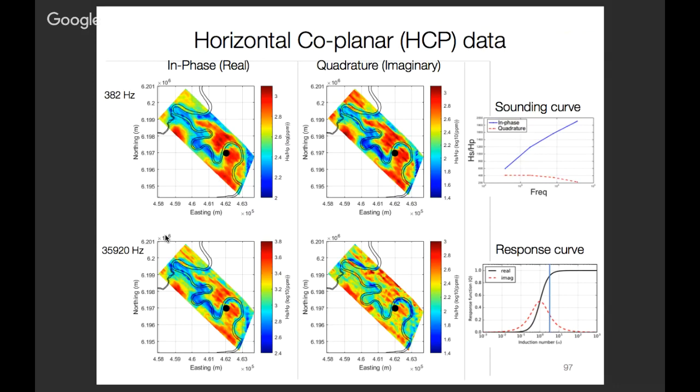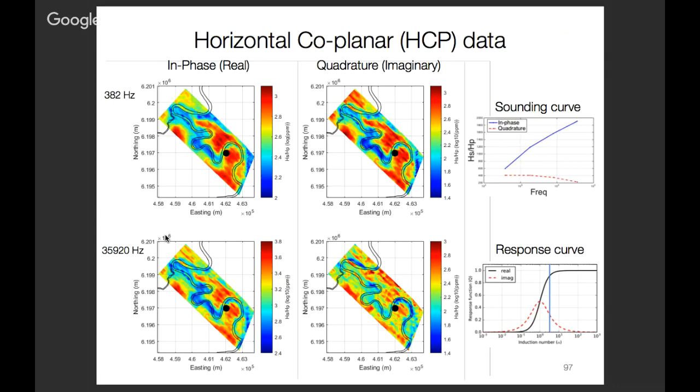Okay, so first of all, we see horizontal coplanar data, HCP. So now you know what those are. We've got frequencies here. So there's a low frequency, a high frequency. So which frequency is going to see deeper? Low, yeah. Is that then skin depth, right? We've got in phase real, quadrature phase imaginary. Right, so now we know what that is. That's just that partitioning. So you know what the real and the imaginary parts are.